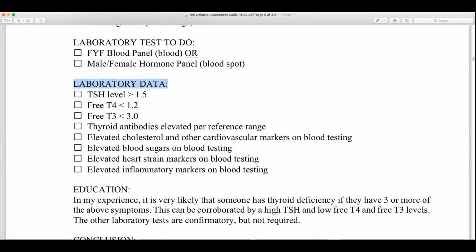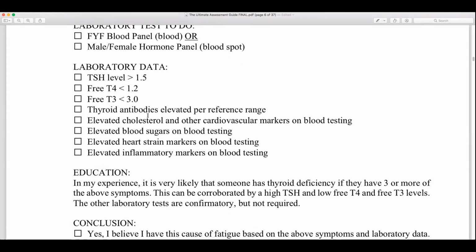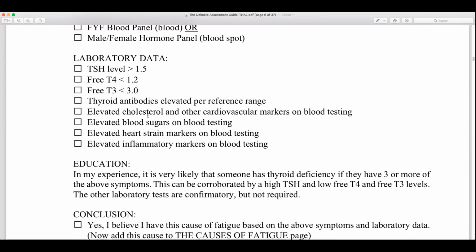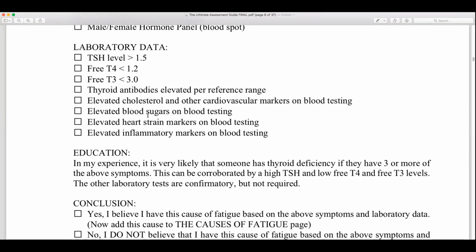So, and then here are the results. The laboratory data is a TSH level of greater than 1.5, a free T4 level of less than 1.2, and a free T3 level of less than 3.0. We'll go more into these when we do more education on these individual sections. But once you have this packet, then when I go through more of the training, you're going to understand more about how all of these different causes work together, and more about the background and some of the nuances to the laboratory data.